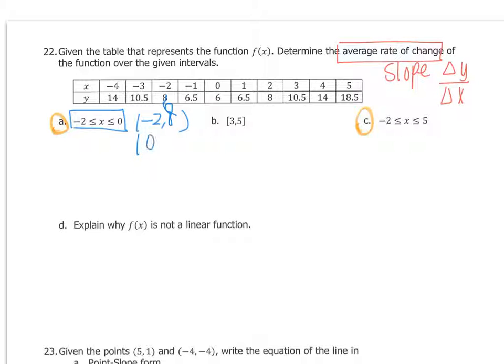And then 0, comma, look at your table, what is 0 output? 0, comma, 6. So now we have xy, xy, and now we're calculating change y over change x. Take your first y and subtract your second y, over your first x minus your second x. Simplify and reduce.